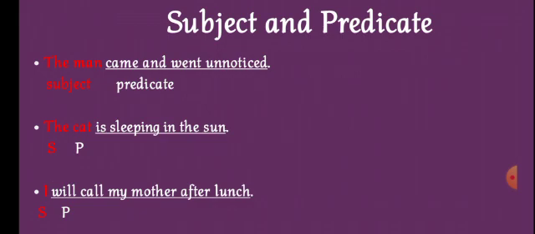Okay, remember. So in the second example also similar. The cat is a subject. So the remaining part is sleeping in the sun. That is predicate. Okay. I will call my mother after lunch. That is a third example. I is the subject, right? Will call my mother after lunch. That is the predicate. Other than the subject, the remaining part of the sentence.